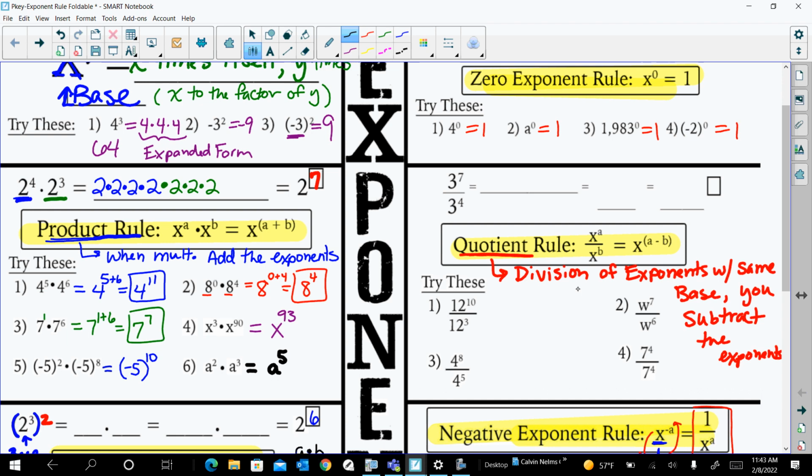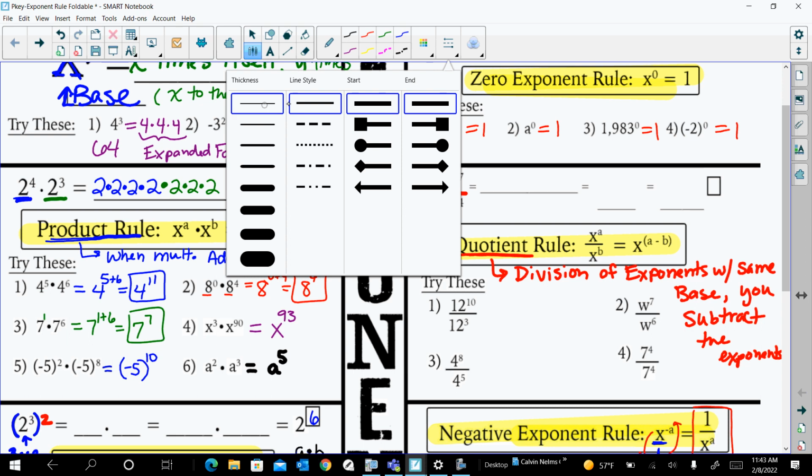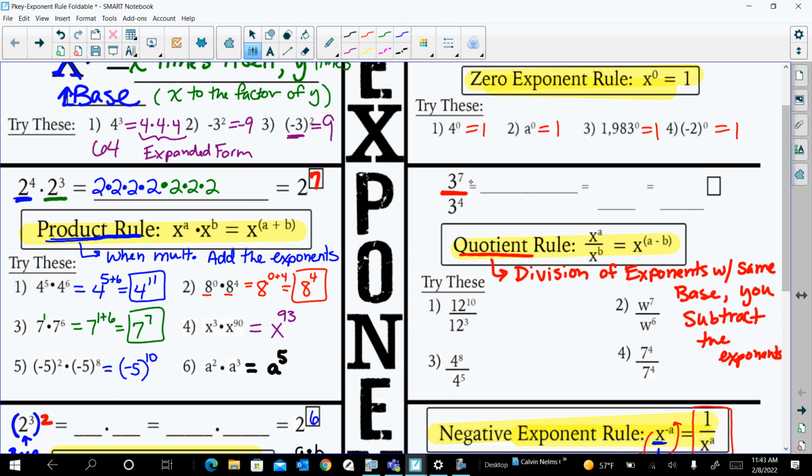Quotient is like division. A lot of times to show division, we use this fraction bar. So if we expand the numerator, 3 to the 7th means I have 7 factors of 3 on the top. So I'm going to do 3 times 3 times 3, 7 times. It's 4, 5, 6, 7.